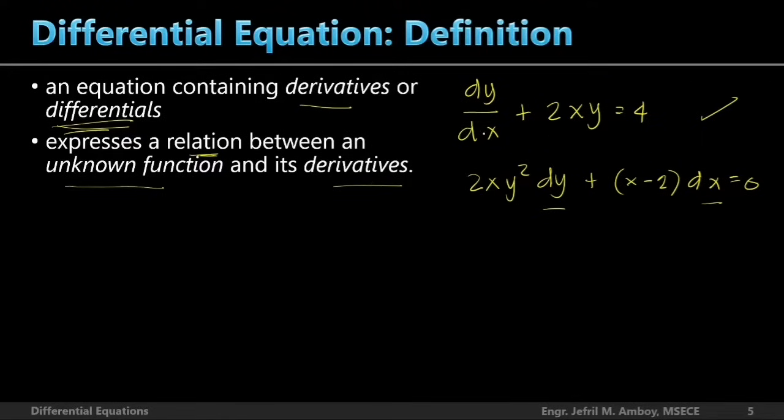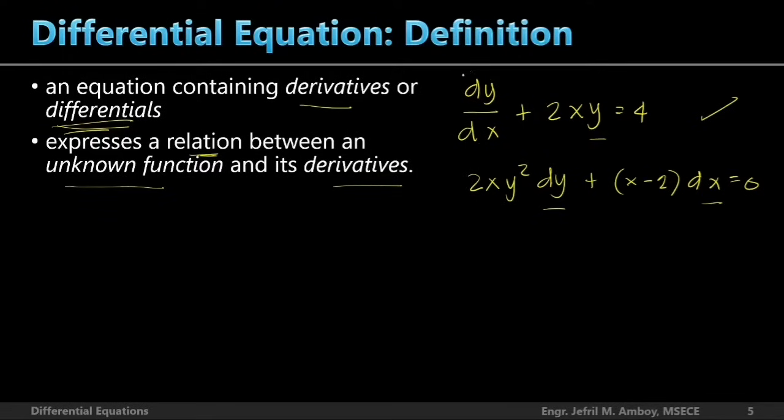So, let's use this example. In this example, the unknown function being referred to is actually y. So, what is the dependent variable, right? Here the dependent variable is y. The unknown function we are looking for is actually y. So, what do we have? It expresses the relationship between the unknown function y and its derivative, dy over dx. So, here, we have the unknown function y and its derivative.